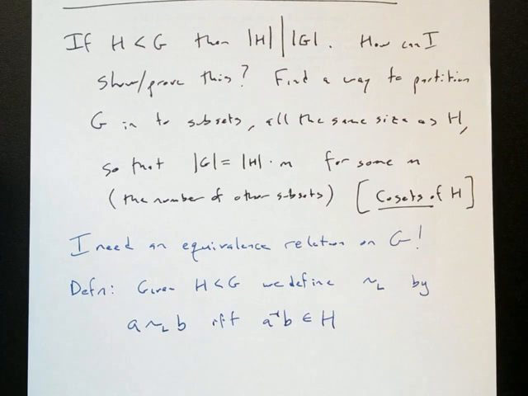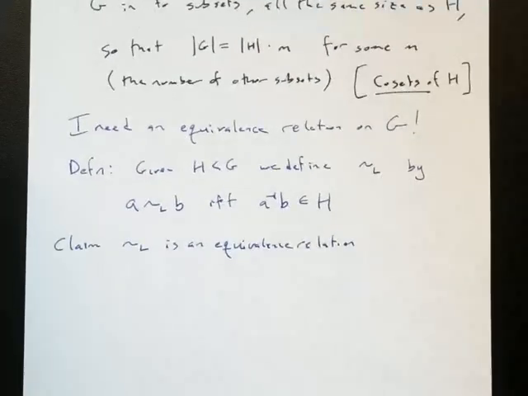Now, A and B can be anything in the group. They might not be in H. I know when they are in H, that's a guarantee. I claim this is an equivalence relation. Okay, what do I need to show if something is an equivalence relation? What do I have to show about it?